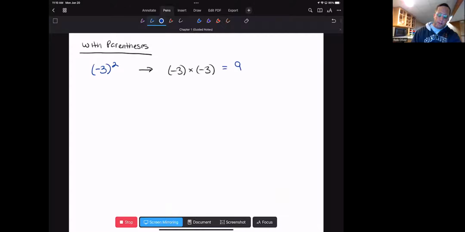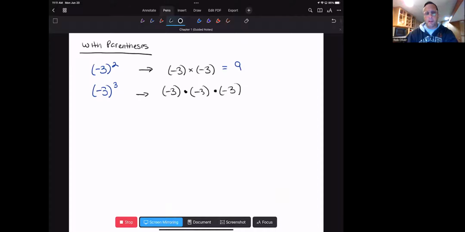I'm going to keep going down the line here. (-3) to the third power means -3 multiplied repeatedly 3 times. So -3 times -3 times -3. A negative times a negative is positive, that's +9. Then drop down the times -3. A positive times a negative is -27.